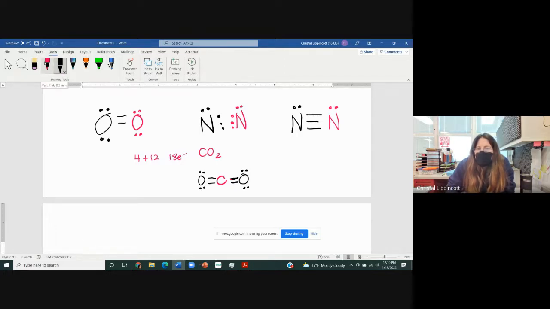Now my oxygen has 2, 4, 6, 8. My carbon has 2, 4, 6, 8. And my oxygen over here has 2, 4, 6, 8. I should have a total of 18 electrons. So let's double count those. 2, 4, 6, 8, 10, 12, 14, 16. Oh, I can't add apparently. It shouldn't have 18. It should have 16, because 4 plus 12 is 16, not 18. All right. Sorry, y'all. Losing my mind. Can't count apparently.